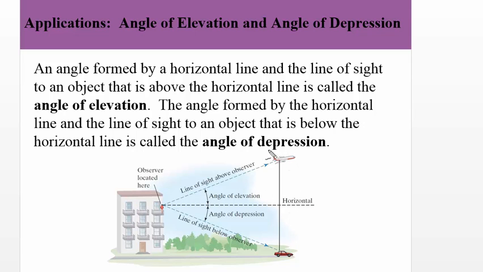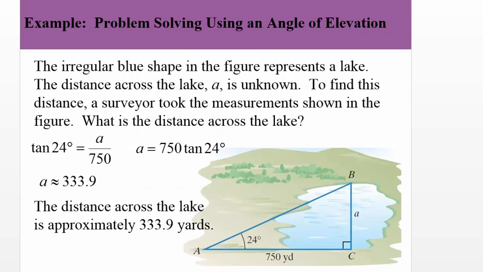And an angle formed by the horizontal line and the line of sight to an object that is below the horizontal line is the angle of depression. So let's say we're looking out here and we see this car lined up with this plane here. This would be the angle of depression. We're looking down here. And we're going to find there's a relationship between these as well as we progress.